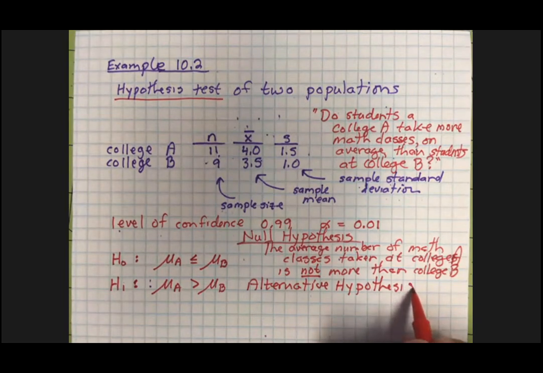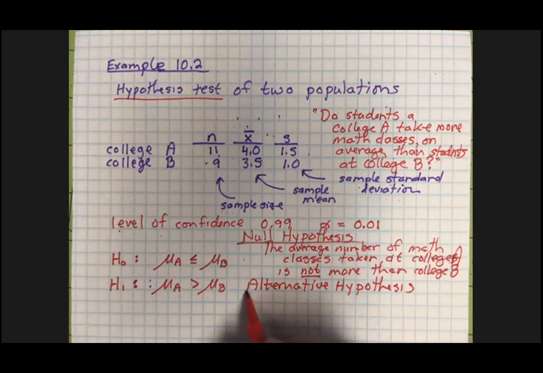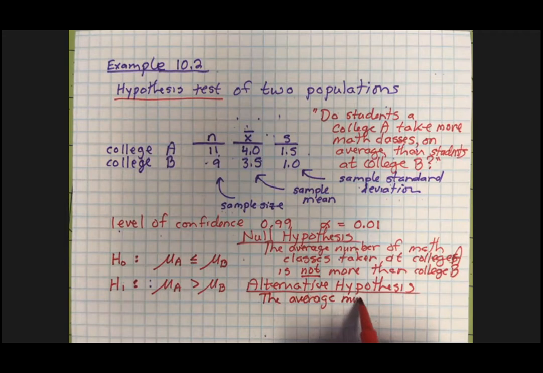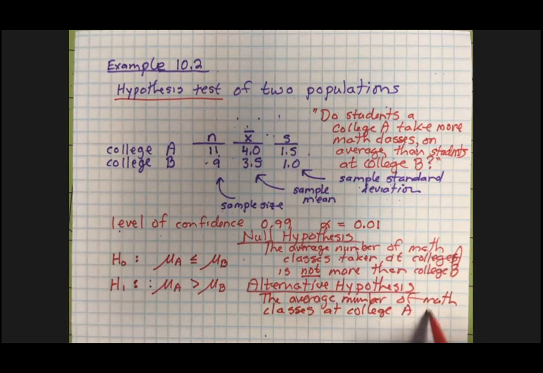What's the alternative hypothesis? It would be the opposite of the null hypothesis, or the other case of the null hypothesis. My alternative hypothesis is the average number of math classes at college A is more than at college B.